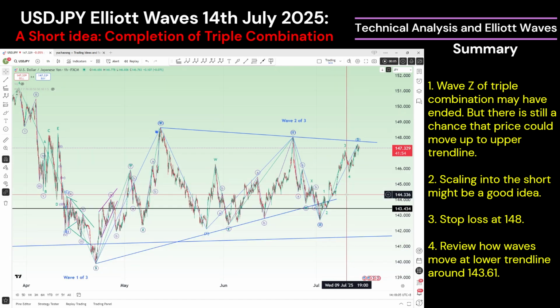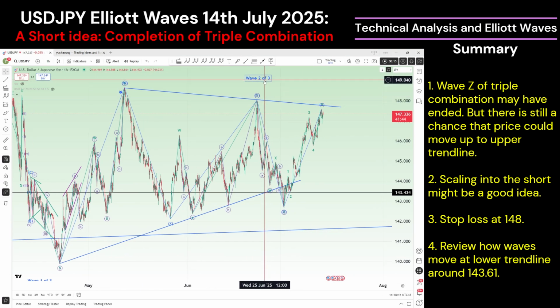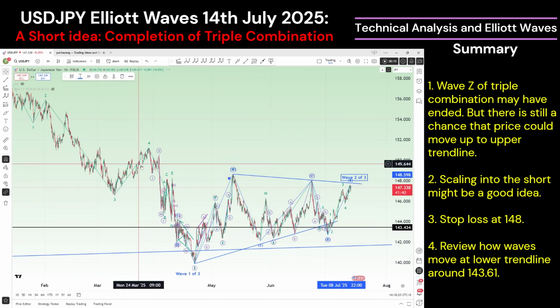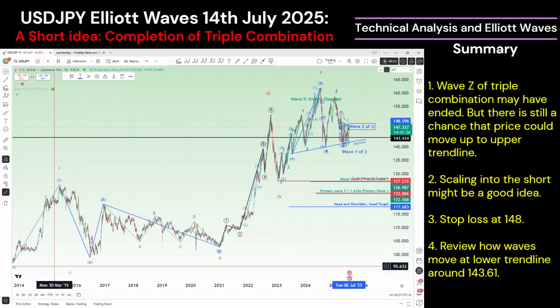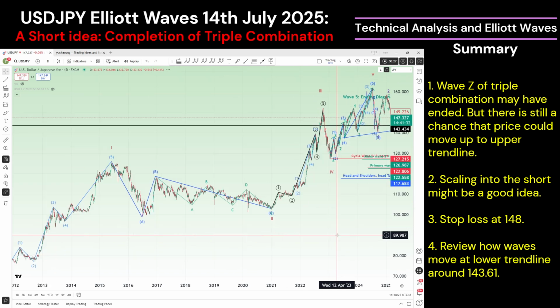So today I want to talk about the dollar yen, right? So dollar yen itself, what I've seen is a double-triple combination, right? So over here you see this down move. Let me zoom out to the daily first, right? So this is the entire chart of dollar yen, right?